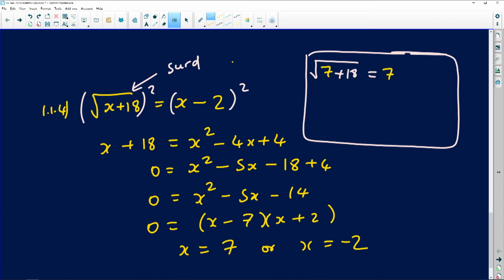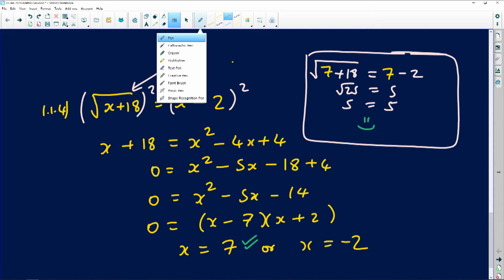Now, 7 plus 18 is basically 25. The square root of 25 is equal to 5. So is 5 equal to 5? Yes, 5 is equal to 5, so that means that's the solution. I'm happy with the answer 7. I'm going to consider it as a solution.